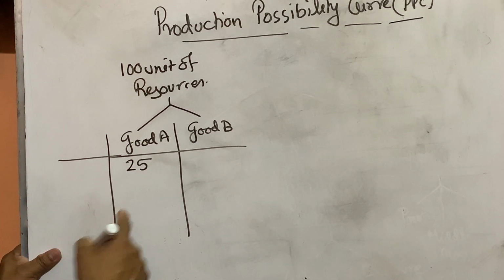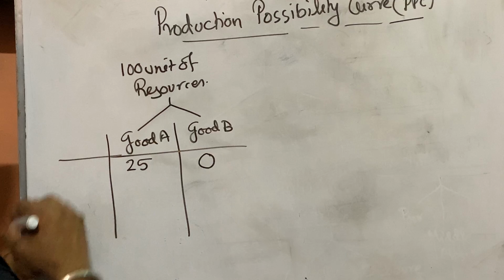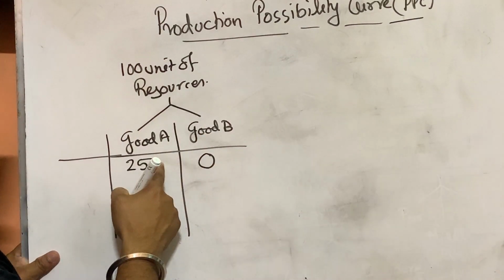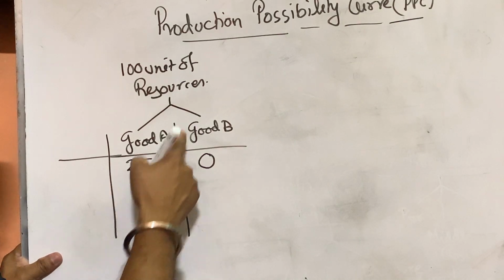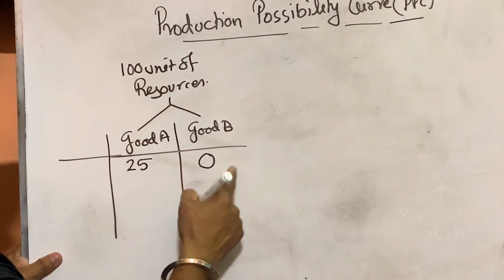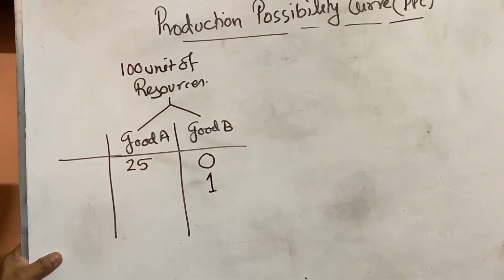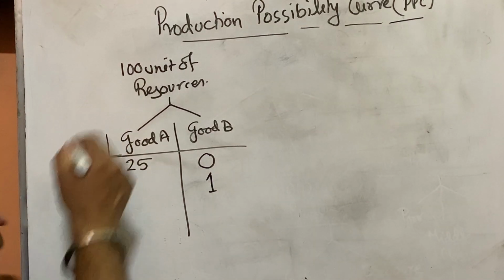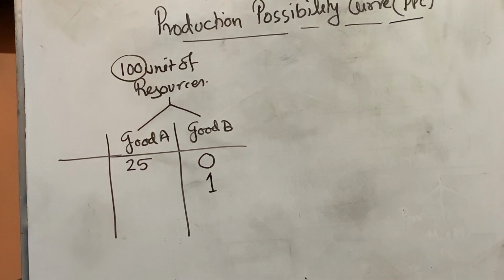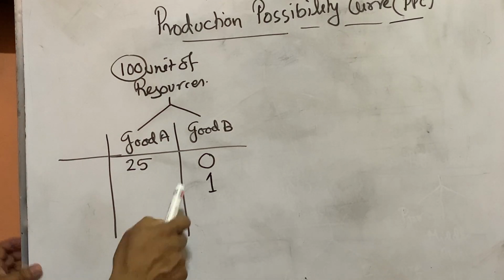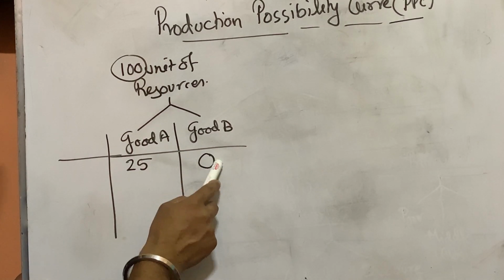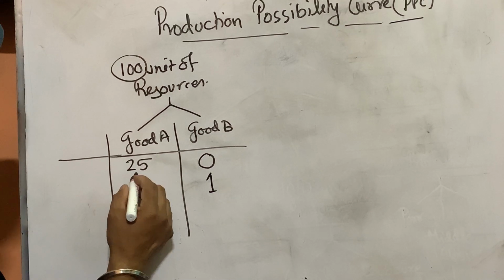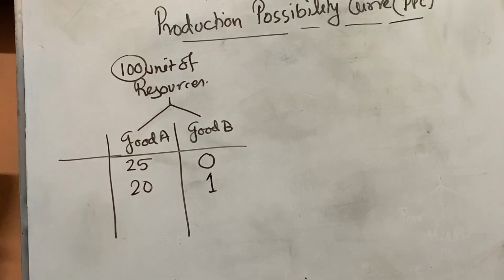That time what happens? Production of good B will be 0 because nothing is left for good B. All the resources we are using in the production of good A. Now if we increase the production of B by 1 unit, 0 to 1, then we have to reduce the production of A because resources are fixed here, limited, 100 units of resources. Suppose production of A is reduced to 20 units.